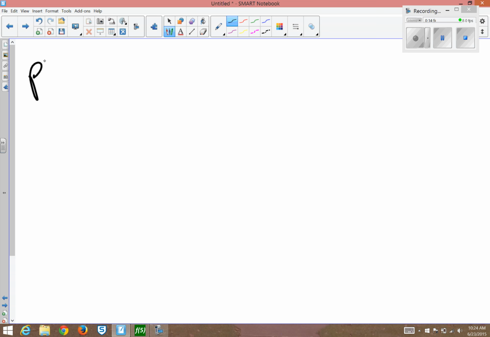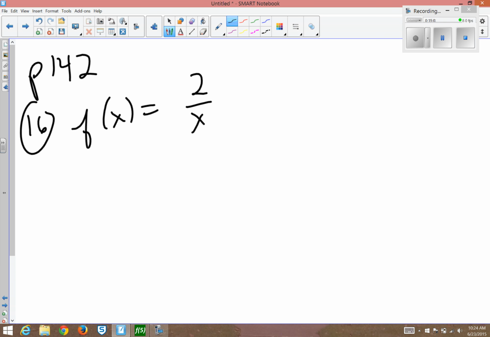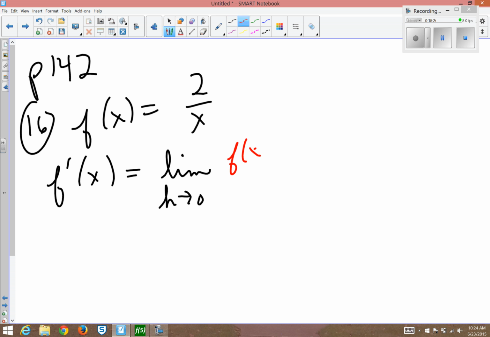On page 142, exercise 16, it says f of x equals 2 over x. And the directions are to find f prime of x. The definition of this, f prime of x, this is the definition. It's the limit as h approaches 0 of f of x plus h minus f of x, all divided by h.